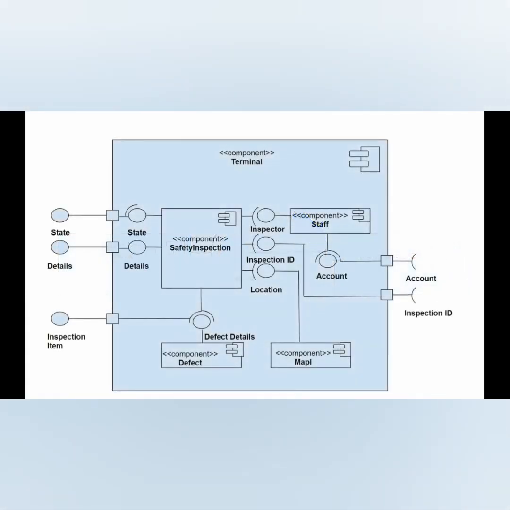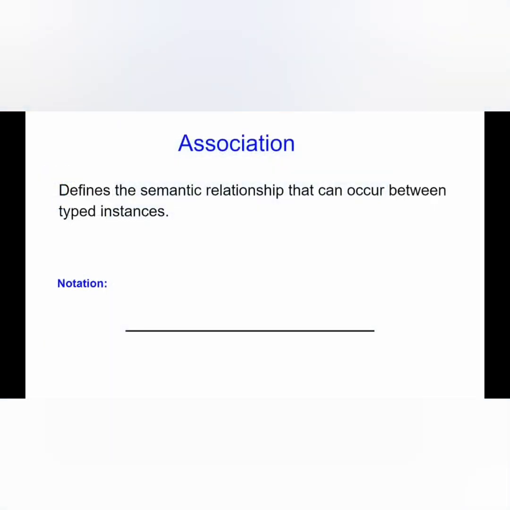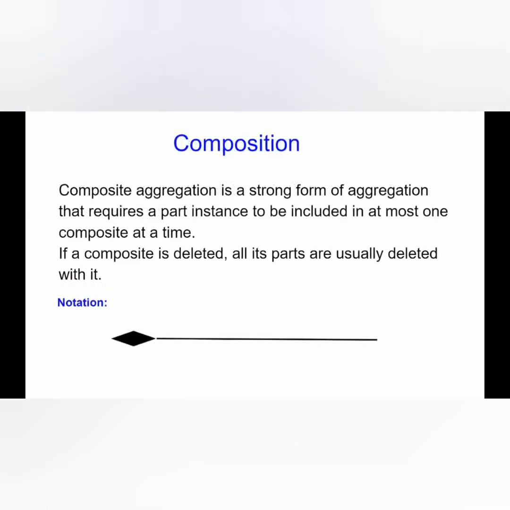Graphically, a component diagram resembles a system of components and logical nodes connecting them. In general, some relationships might already be familiar to you as they are widely used in the class diagram, but there are some unique ones. Association. An association defines the semantic relationship that can occur between typed instances. It is drawn as a straight line connecting two or more components of the system. Composition. Composite aggregation is a strong form of aggregation that requires a part instance to be included in at most one composite at a time. If a composite is deleted, all its parts are usually deleted with it.